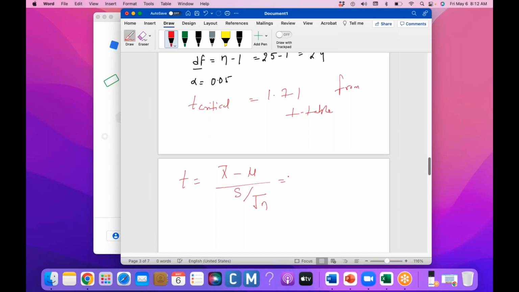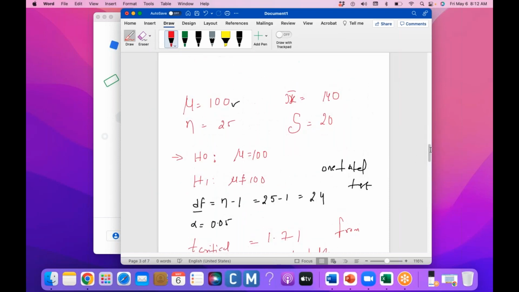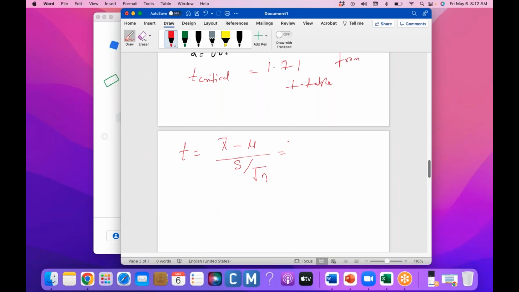So what is the sample mean, guys? It's 140. Guys, can you hear my voice? 140 minus 100 divided by, how much is the sample standard deviation?